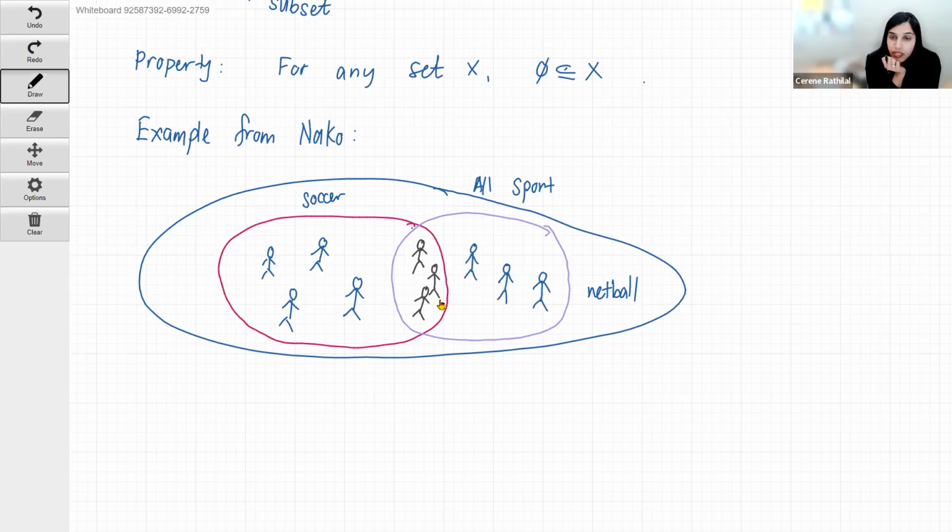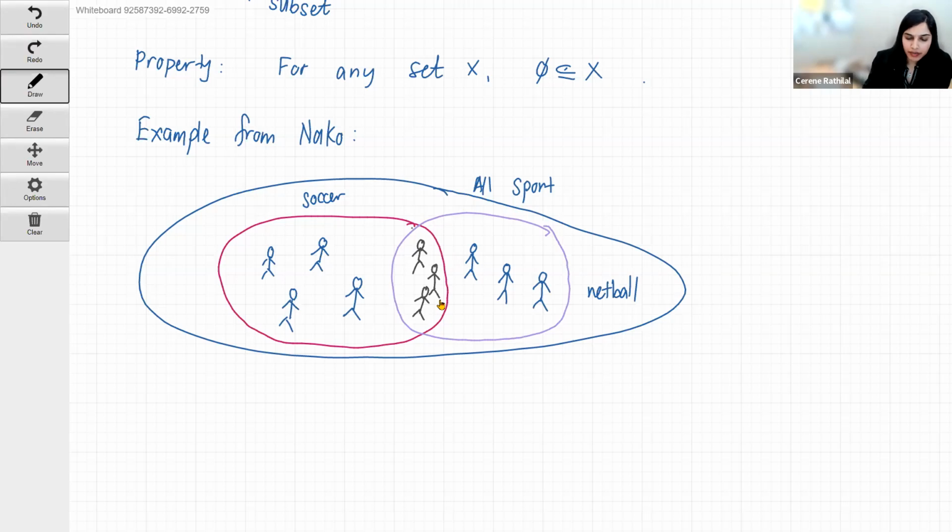So now in total, there are 10 students playing either soccer or netball. And we observe that 6 students play soccer, and actually 6 students also play netball. But I think this is an adequate depiction of what is actually being described.